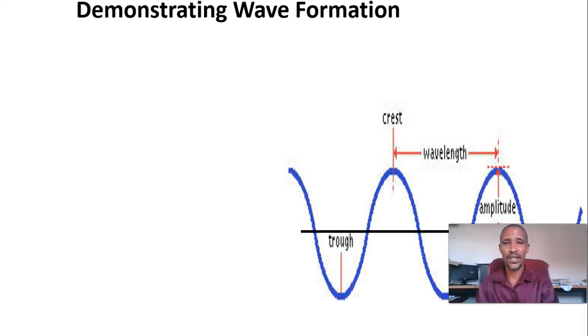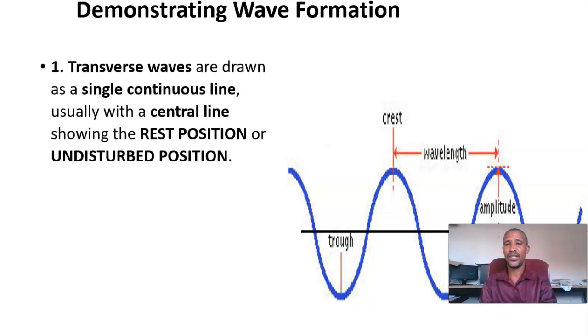Now let's demonstrate wave formation, starting with the transverse waves. These are drawn as a single continuous line, usually with a center line that we see here, showing the rest position or the undisturbed position. And then this would give rise to crests at the top and troughs at the bottom of the rest position or the undisturbed position.